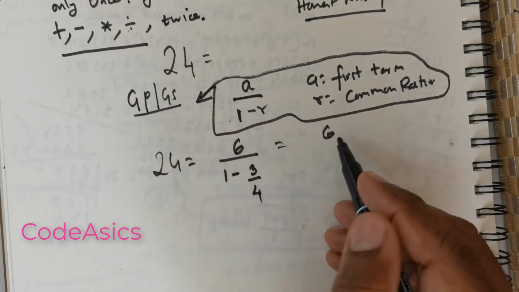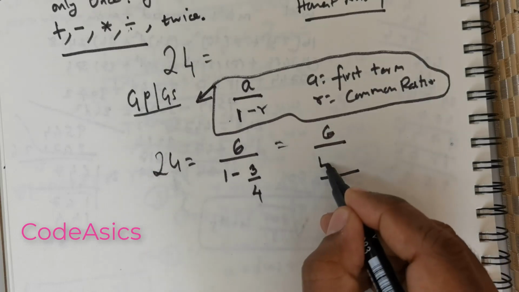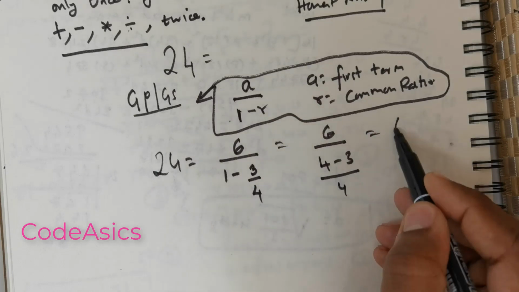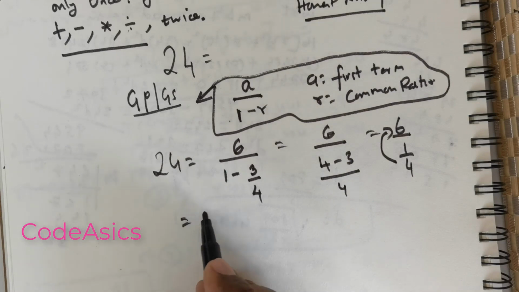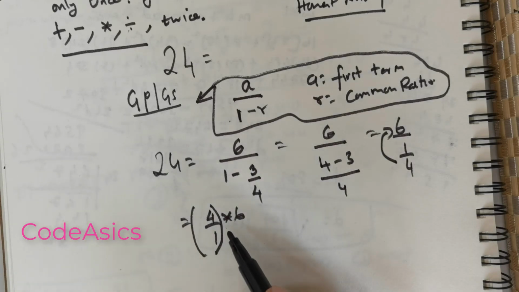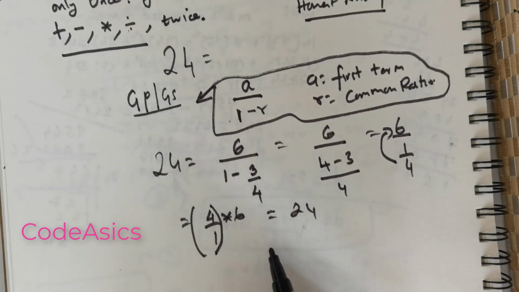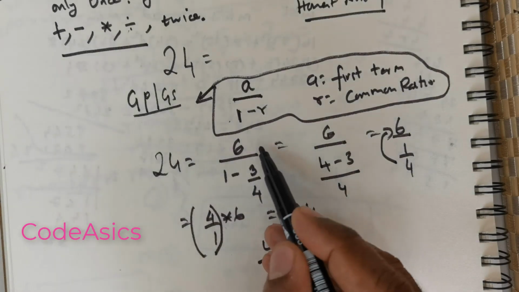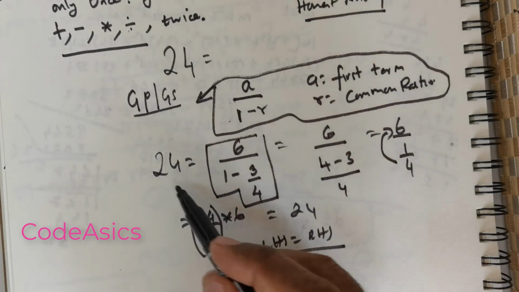So this is equal to 6 over, the LCM is 4, so 4 minus 3 over 4, so this is equal to 6 over 1 over 4. If you were to flip this, it is going to be equal to 4 over 1 multiplied with 6. You see that product? The product sign has already come here. 6 times 4 gives you 24, and 24 is equal to 24. Left hand side is equal to right hand side. So this is the representation that would give us the number 24.